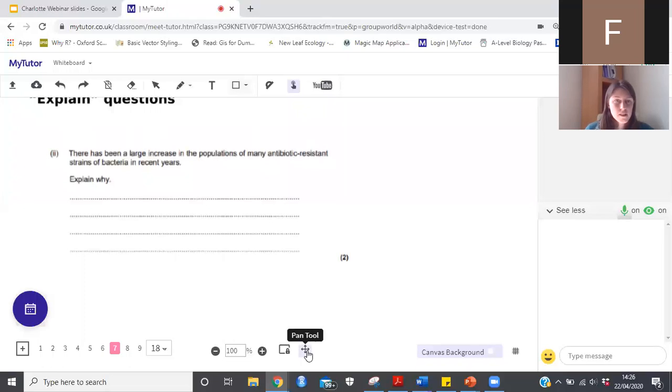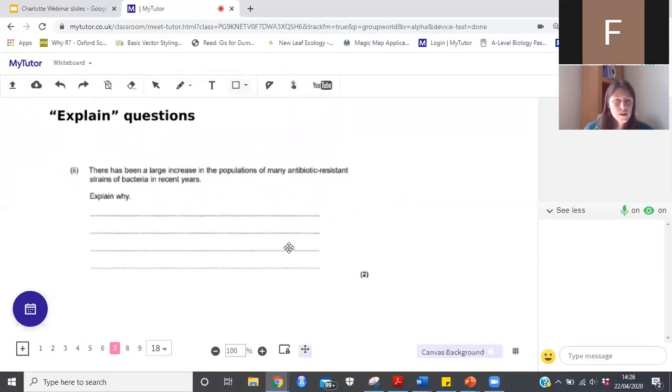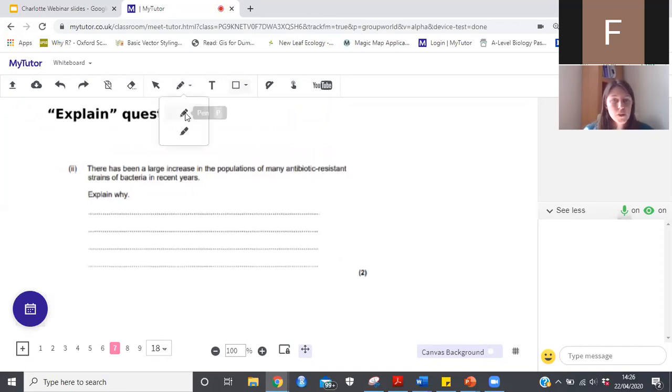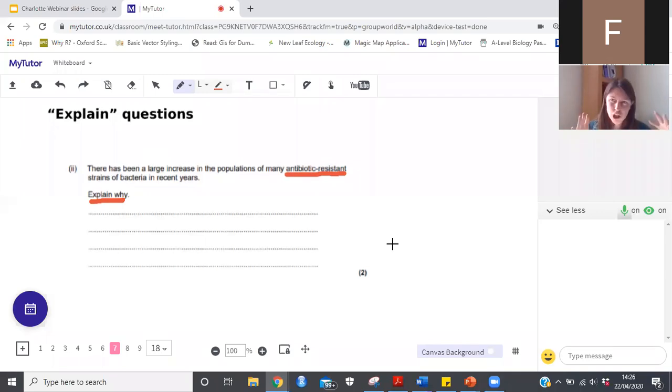Got another one here. Another 2-mark question that follows on from the one that we had before. There's been a large increase in the populations of many antibiotic-resistant strains of bacteria in recent years. Explain why. So this is quite a big explanation. Antibiotic resistance, we talked about this, there was a whole flow chart behind it. For this question, it's 2 marks. So you need to make the 2 most important points that provide an explanation for why there's been a large increase in antibiotic-resistant bacteria in recent years.